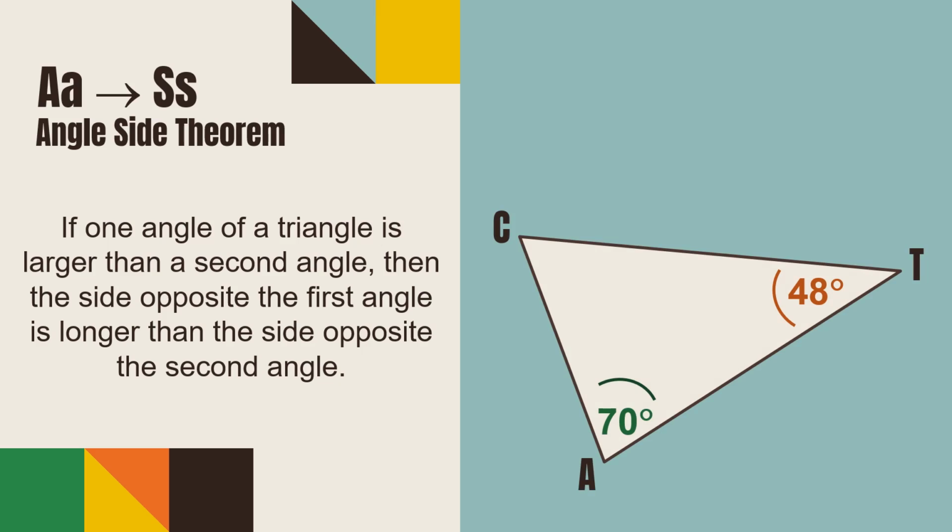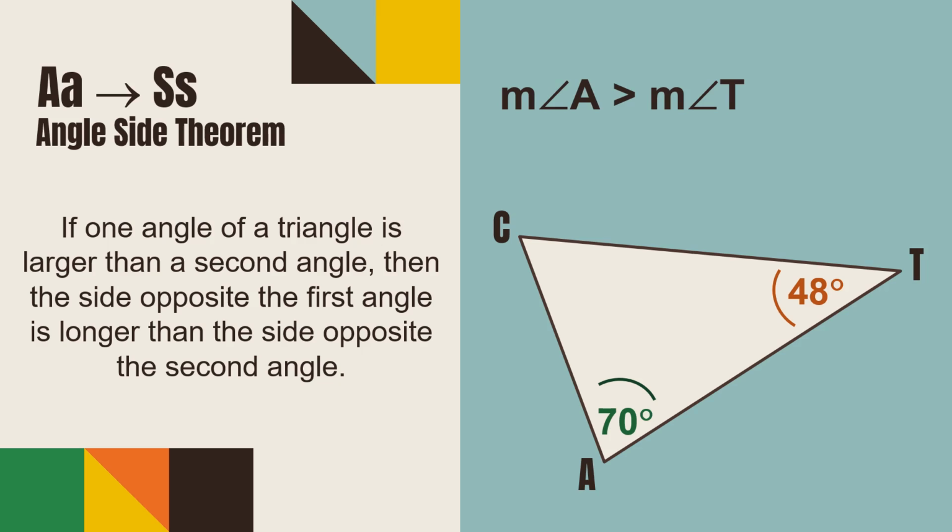If we observe, based on the given, angle A, which is 70 degrees, is larger than the second angle, which is angle T, with a measure of 48 degrees. Sorry, I had that reversed. So we could write that down: the measure of angle A is greater than the measure of angle T.